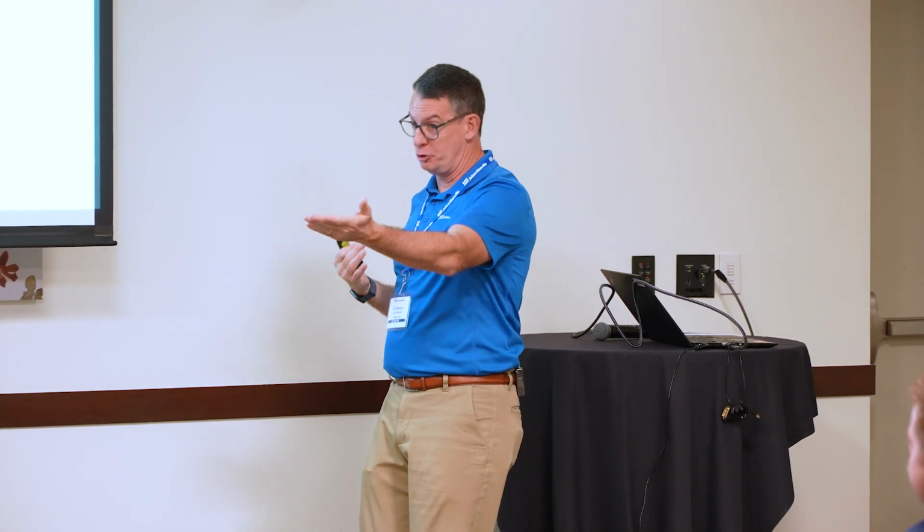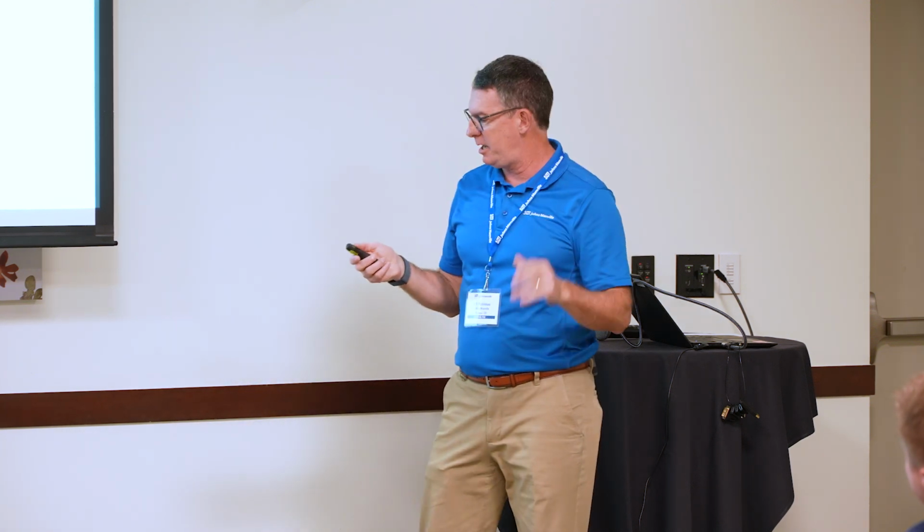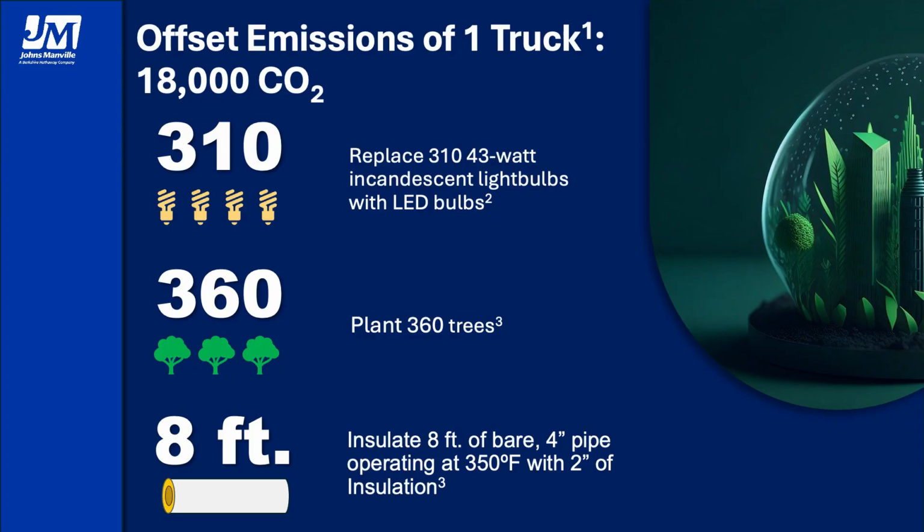We get asked them, I'm sure you guys get asked them, whether somebody's pursuing LEED points, or if there is some sort of mandate in a given jurisdiction. It could be any number of those things. As a good example, how to offset the emissions from a truck. That's 18,000 pounds of emitted CO2. You could do a few different things. You could swap out a little over 300 light bulbs from incandescent to LED.